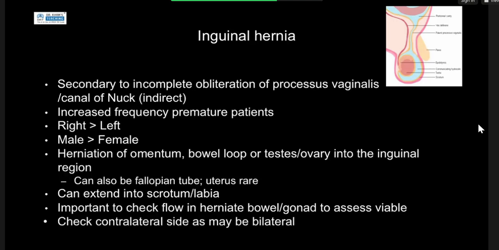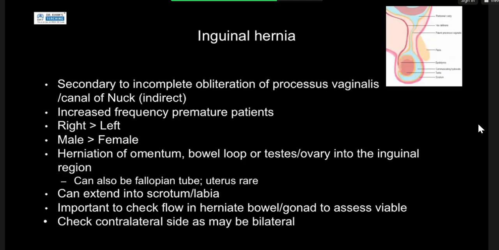And what we can see is you can get herniation of the omentum, so you can just see echogenic fat within the inguinal hernia. We can see bowel loops, as we did in our case, or we can see testes or ovaries in the inguinal region, especially in the neonates. You can also get a herniation of the fallopian tube, and rarely, which I've never seen before, the uterus.